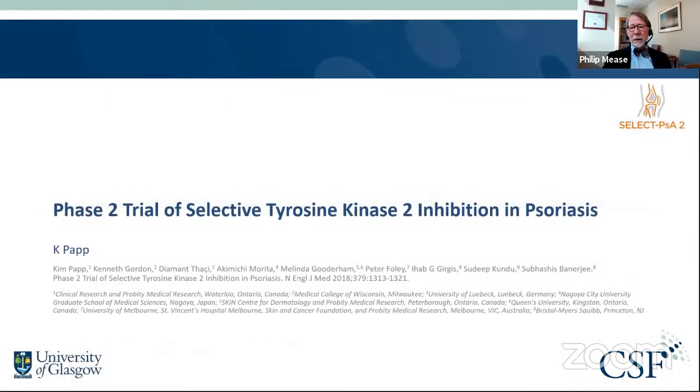And then there's a very interesting approach taken in this pure psoriasis trial with Deucravacitinib. This is one that Kim Papp published in the New England Journal and showed highly significant efficacy in the skin responses of psoriasis, PASI 75 scores up in the 65% range.